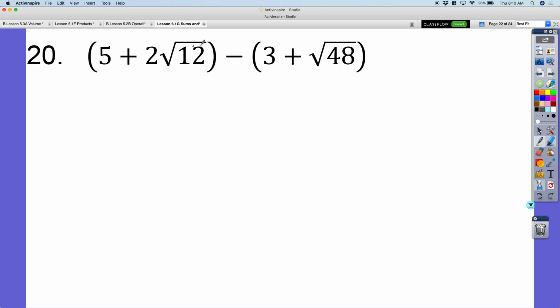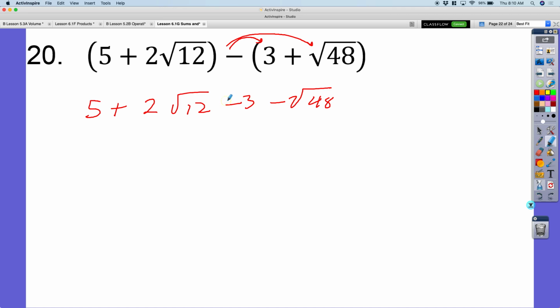Alright, now on this one, we're going to start by distributing this negative number to each thing on the inside. So I'm going to have 5 plus 2 square root 12 minus 3 minus square root of 48. Now I'm going to look at my whole numbers. I have 5 minus 3. 5 minus 3 is 2, so we took care of those numbers. And then I'm going to have plus 2 square root 12 minus the square root of 48.